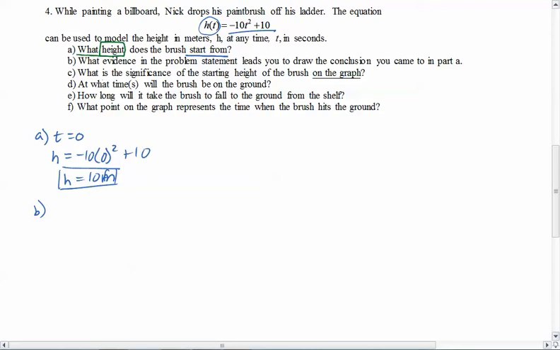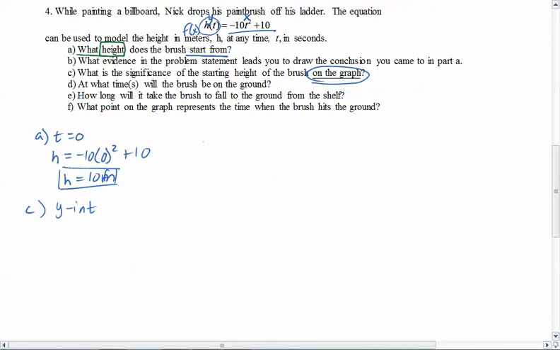Letter C then asks for the significance of the starting height on the graph, and we've already said this a couple of times. It's the y-intercept. Why? Because t is representative of our independent variable, which is x. This thing over by itself, remember f of x, back in the day, f of x is the same thing as y. Because the height depends on the time. As time passes, the height is going to change. So that would be the y-intercept, which is not letter B, but letter C.